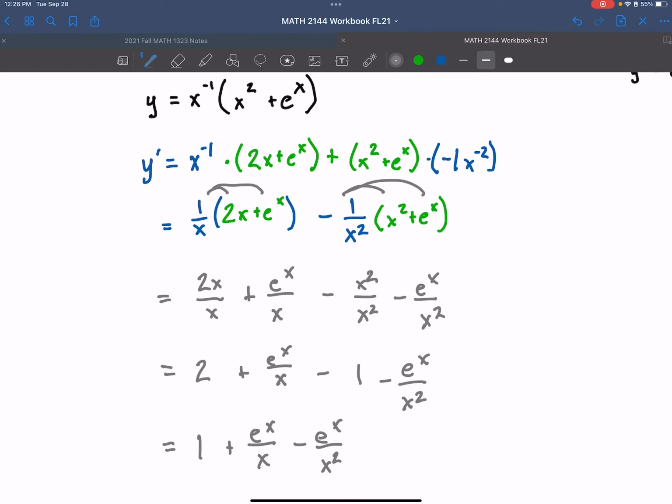So not necessarily required in this scenario, but just kind of review some algebraic ideas that you're probably going to need at some point in this semester still. So does anyone have any questions on this first one?